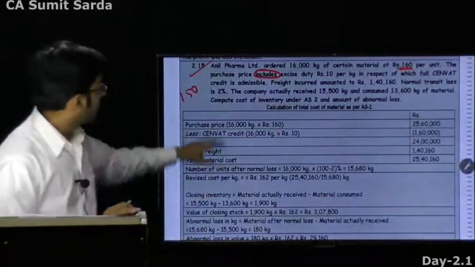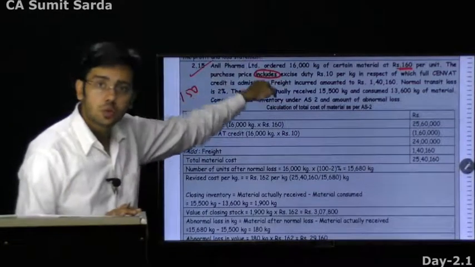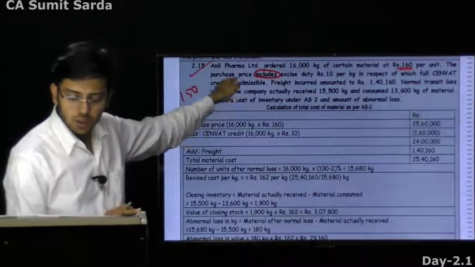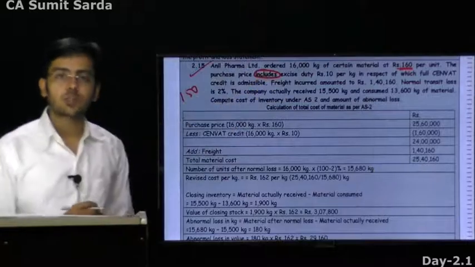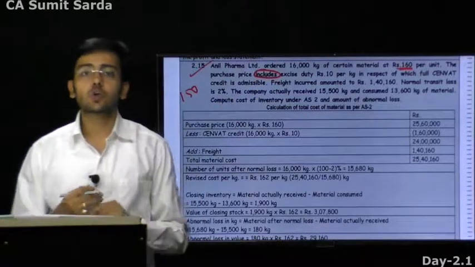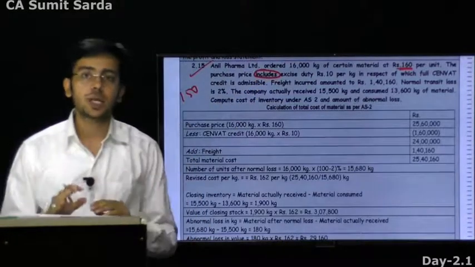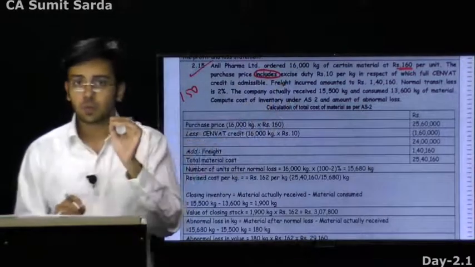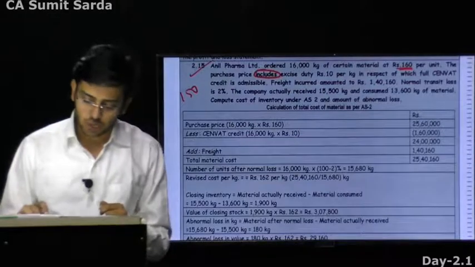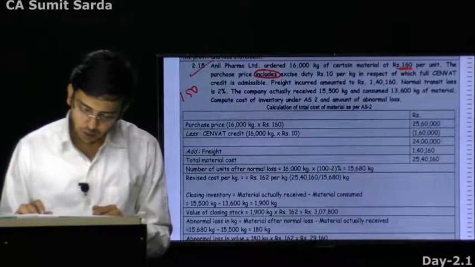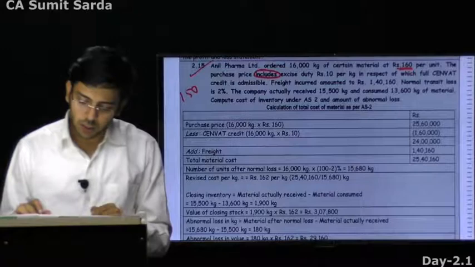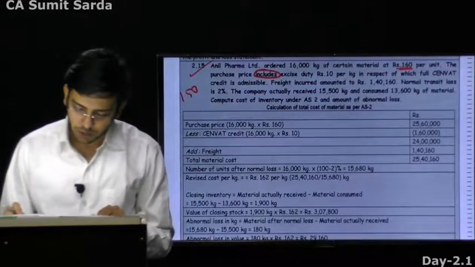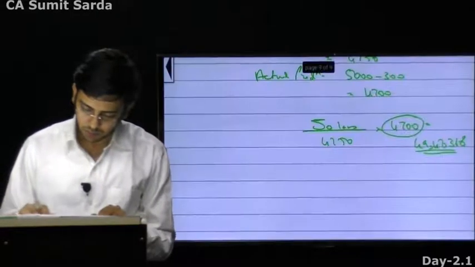But what if the word was excludes instead of includes? The purchase price excludes excise duty of 10 for which SENVAT credit is admissible. Then we are not going to include this 10 rupees and neither are we going to deduct it. It will be shown at 160. So remember the words that are being used. So it will be at 150 rupees. Freight incurred 140,160. So let me write down all the expenses.